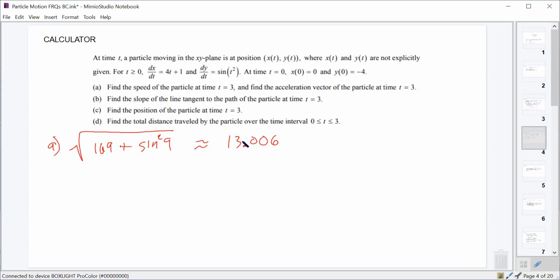Everybody good there with A? So the first part of A has 1 point for the speed. And then find the acceleration vector. So the derivative of 4t plus 1 is just 4. And when t is 3, 4 is still 4. And then for this one, you just have your calculator evaluate the derivative of sine of t squared at 3. And that came out to be negative 5.467. Everybody good with that? 1 point for the acceleration vector. Any issues there?